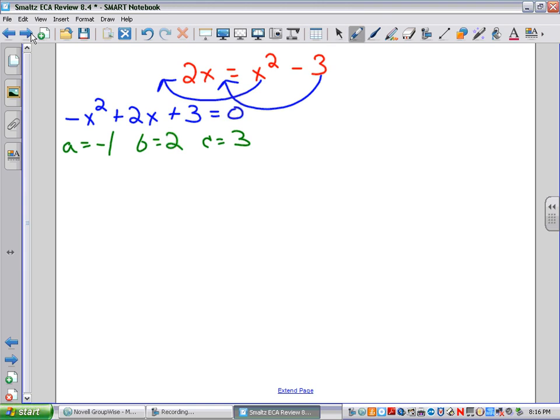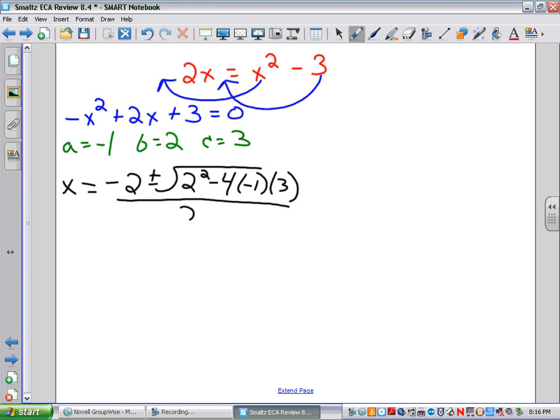Well, let's start plugging things in. I'll go to black. X is negative B plus minus the square root of B squared minus 4 times A times C all over 2 times A. So I just plug everything in first. Now let's go back and start cleaning things up.